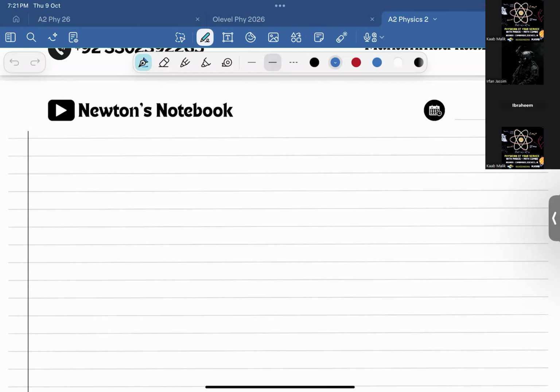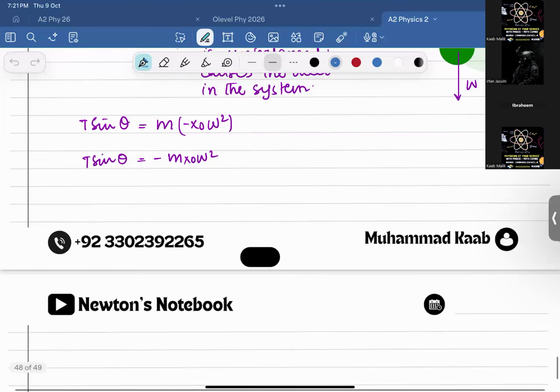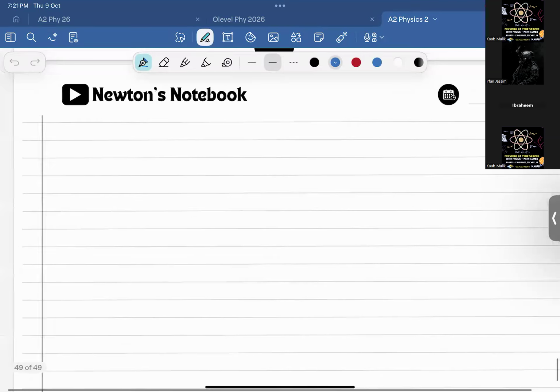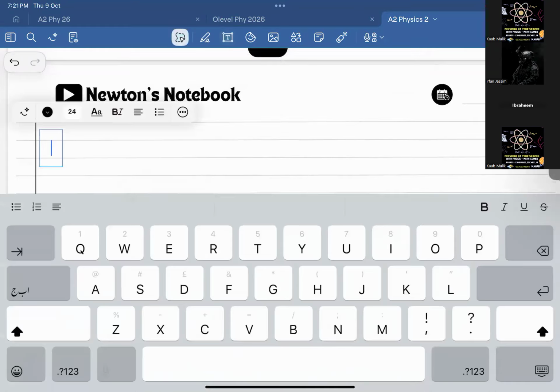So energies in simple harmonic motion are mainly of two types: the kinetic energy and the potential energy, not the gravitational potential, but only the potential energy, right? So these are the two types of energies that we are going to have in our oscillation. And when we sum them up, we get the total energy, right? So let's start with the energies.